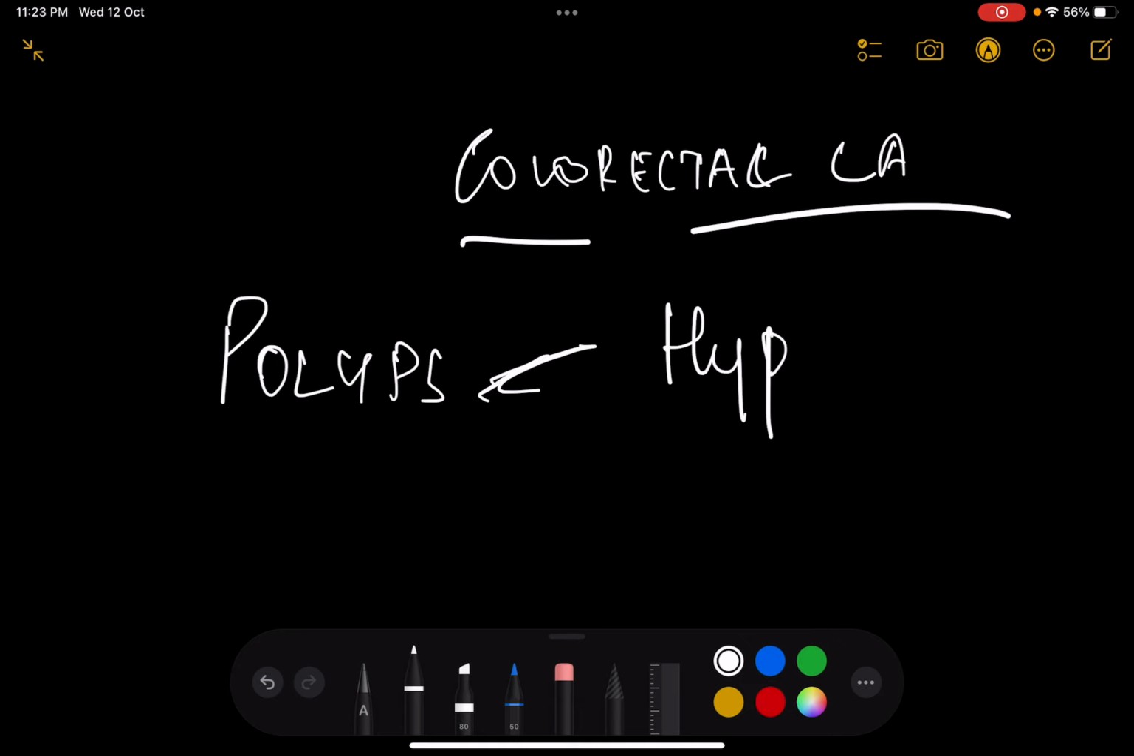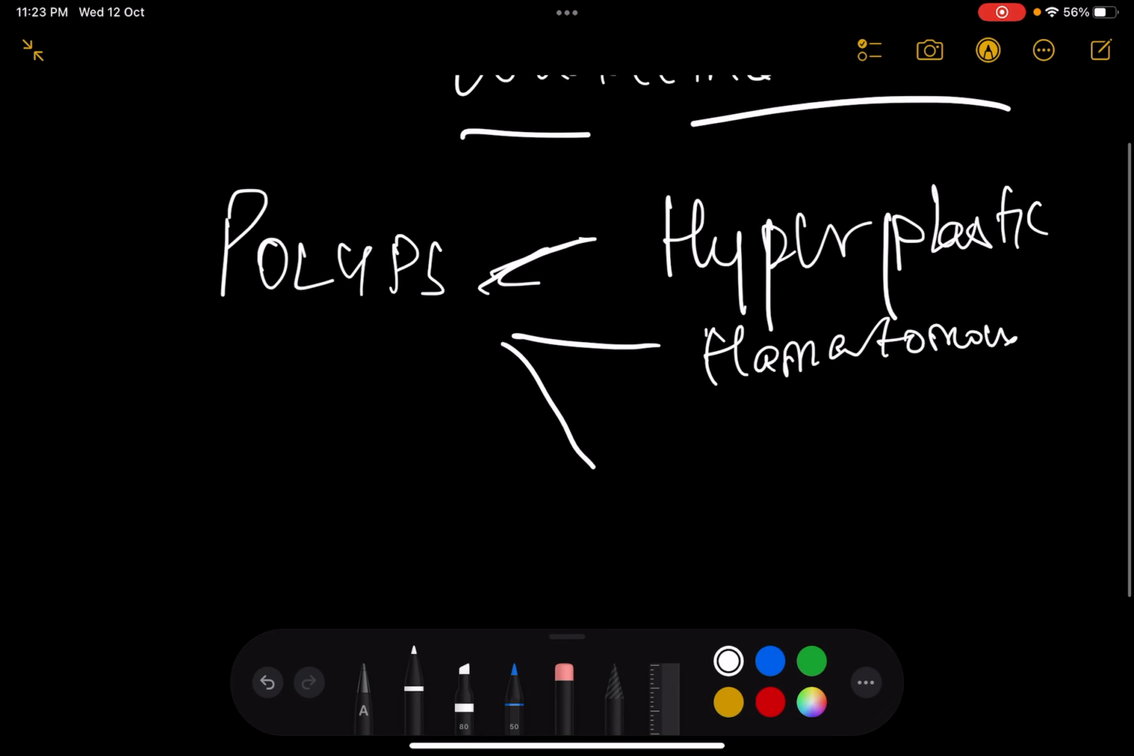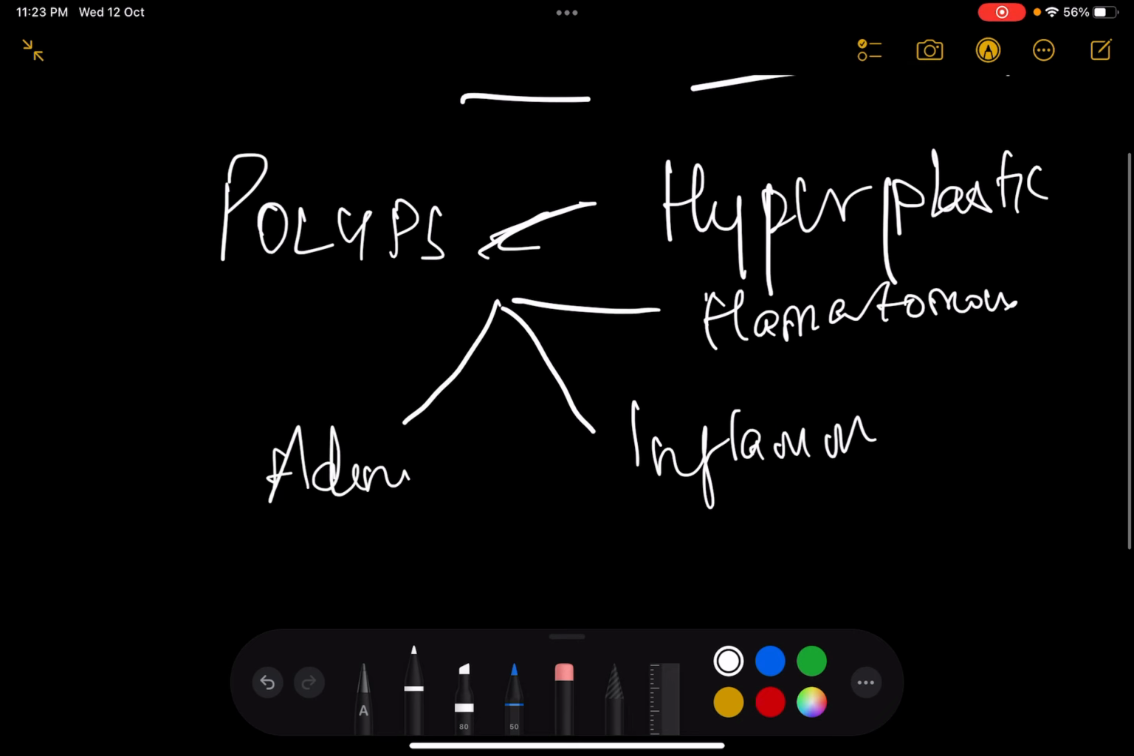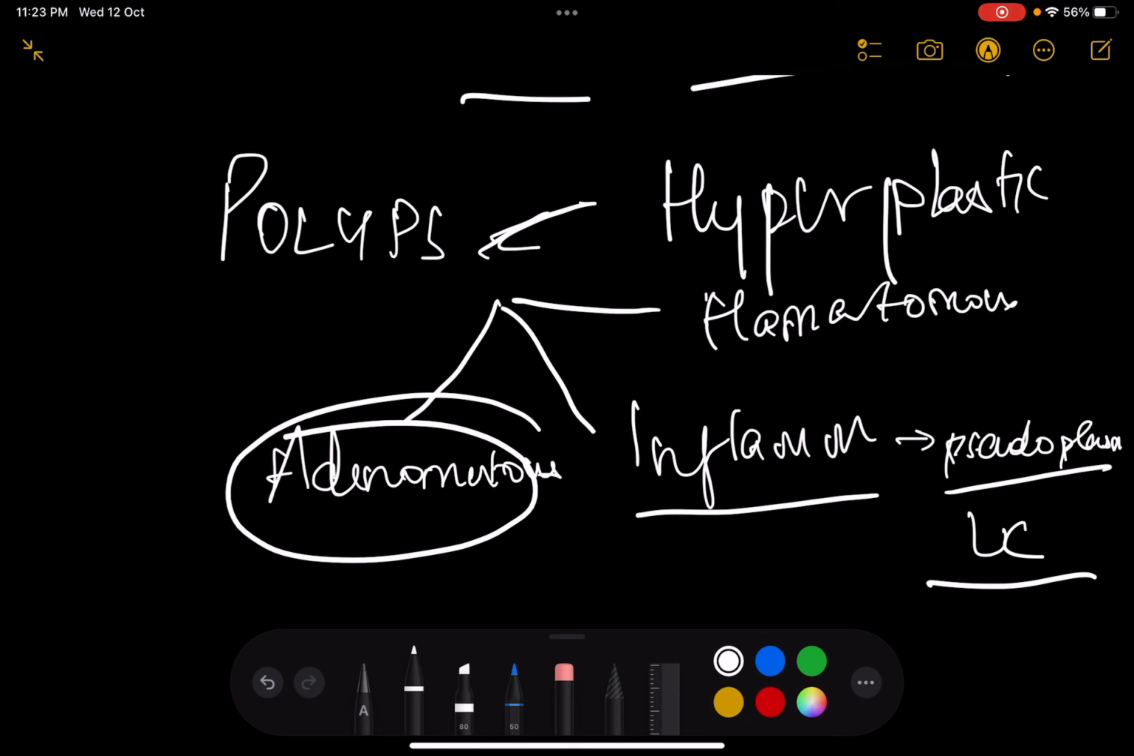So first is a hyperplastic polyp. Then there's a hamartomatous polyp. There's an inflammatory polyp, and then there's the adenomatous polyp. Now we all have heard about adenomatous polyp, correct? As seen in second year, we've heard about APC, adenomatous polyposis, and we've also heard about the inflammatory polyp, which is seen as a pseudo polyp in inflammatory bowel disorder, something like ulcerative colitis.